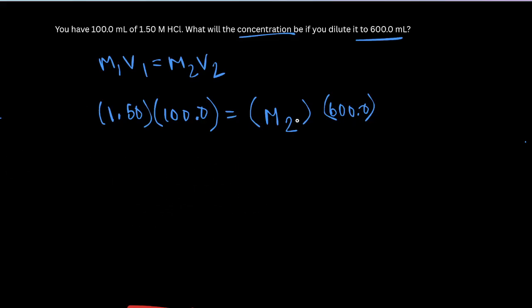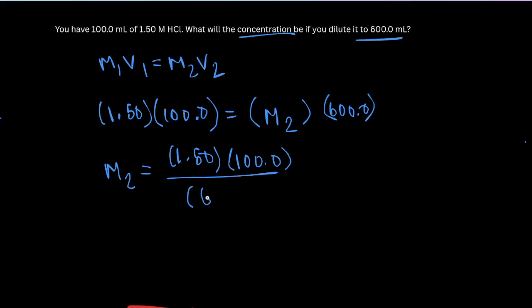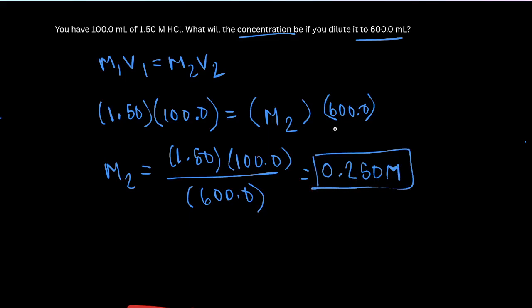Well, doing that exact same thing here, we know that we can solve for our M2 by taking 1.5 times 100 divided by our 600. And this gives us an answer of 0.250 molar. So this is going to be the concentration if we dilute a 100 milliliter 1.5 molar HCl solution to 600 milliliters.